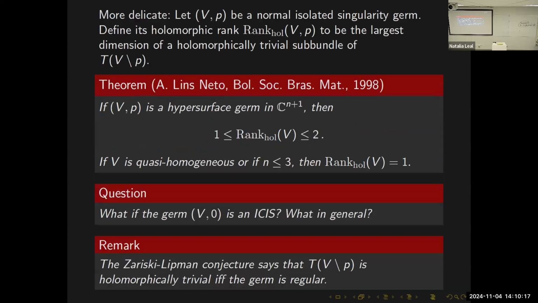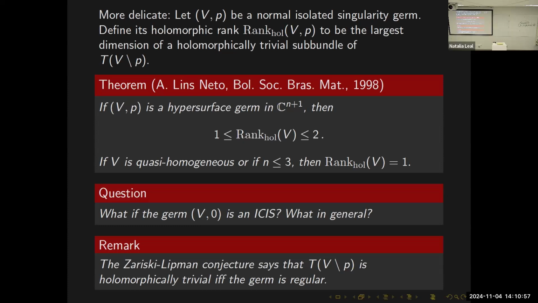Let me change the topic. Well, no, just a remark. This is more subtle. Suppose you have a normal isolated singularity germ, in any dimension, and define its holomorphic rank to be the largest dimension of a holomorphic trivial subbundle of the tangent bundle of the regular part. So this is a holomorphic complex bundle of dimension n, and the rank is the dimension of the largest trivial subbundle it has. That's a question one can ask in general.